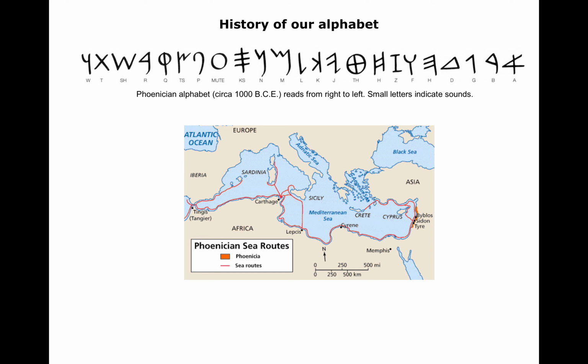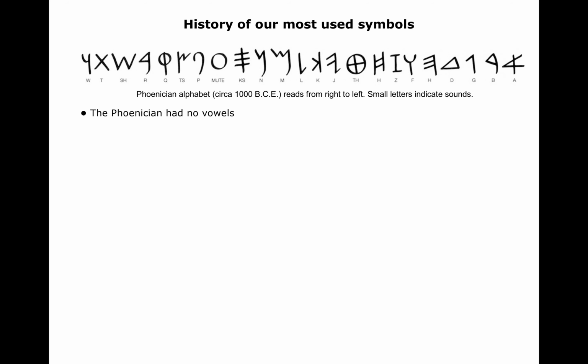Now, the southern side of the Mediterranean Sea was occupied by the Phoenicians' trade routes. So they used their condensed language for business, and thus that spread their alphabet. And the original Phoenician alphabet had no vowels. It read from right to left instead of left to right, which is something weird to think about. And also small letters indicated sounds.